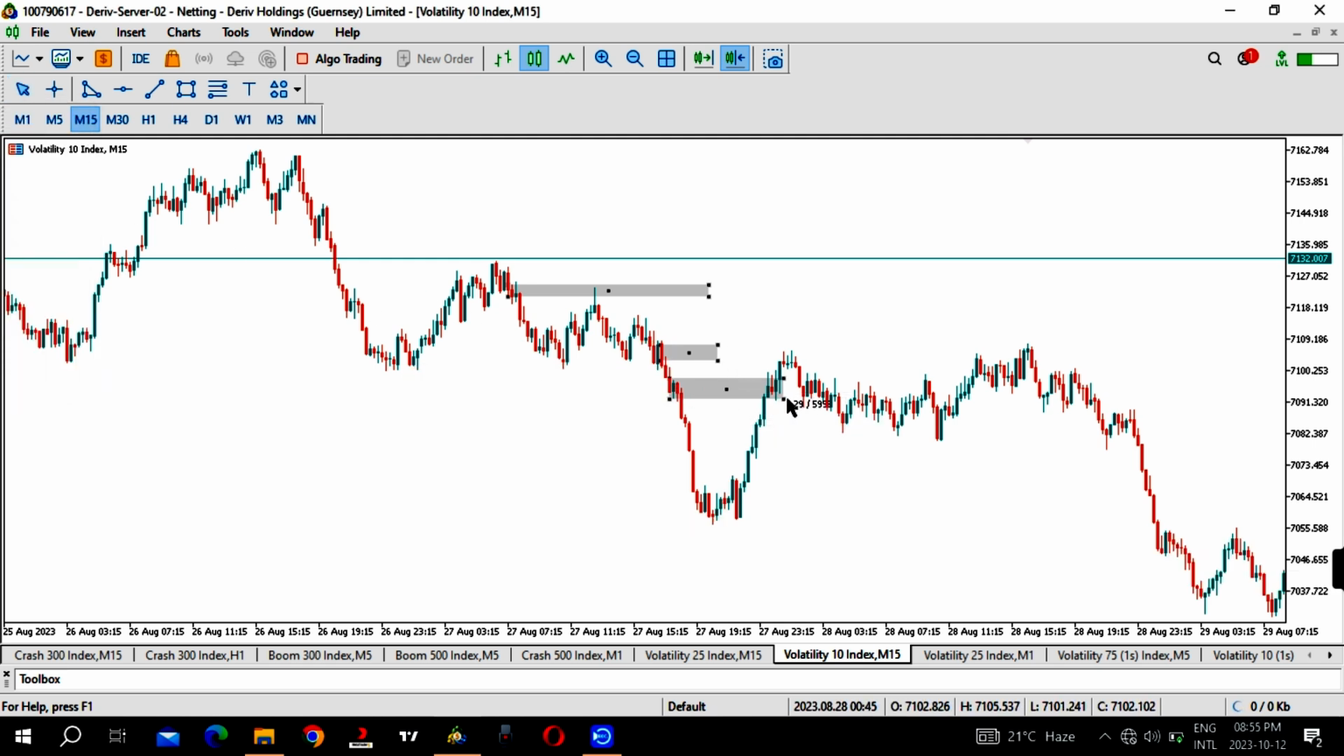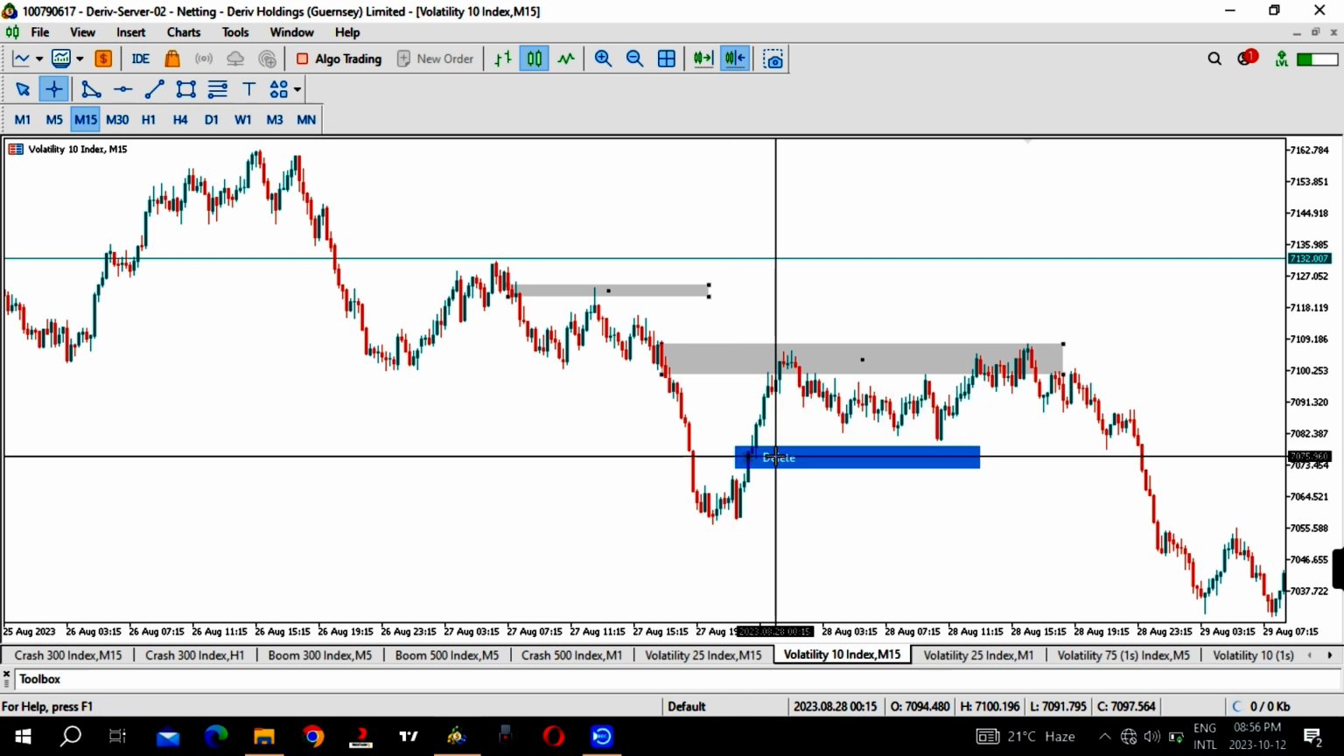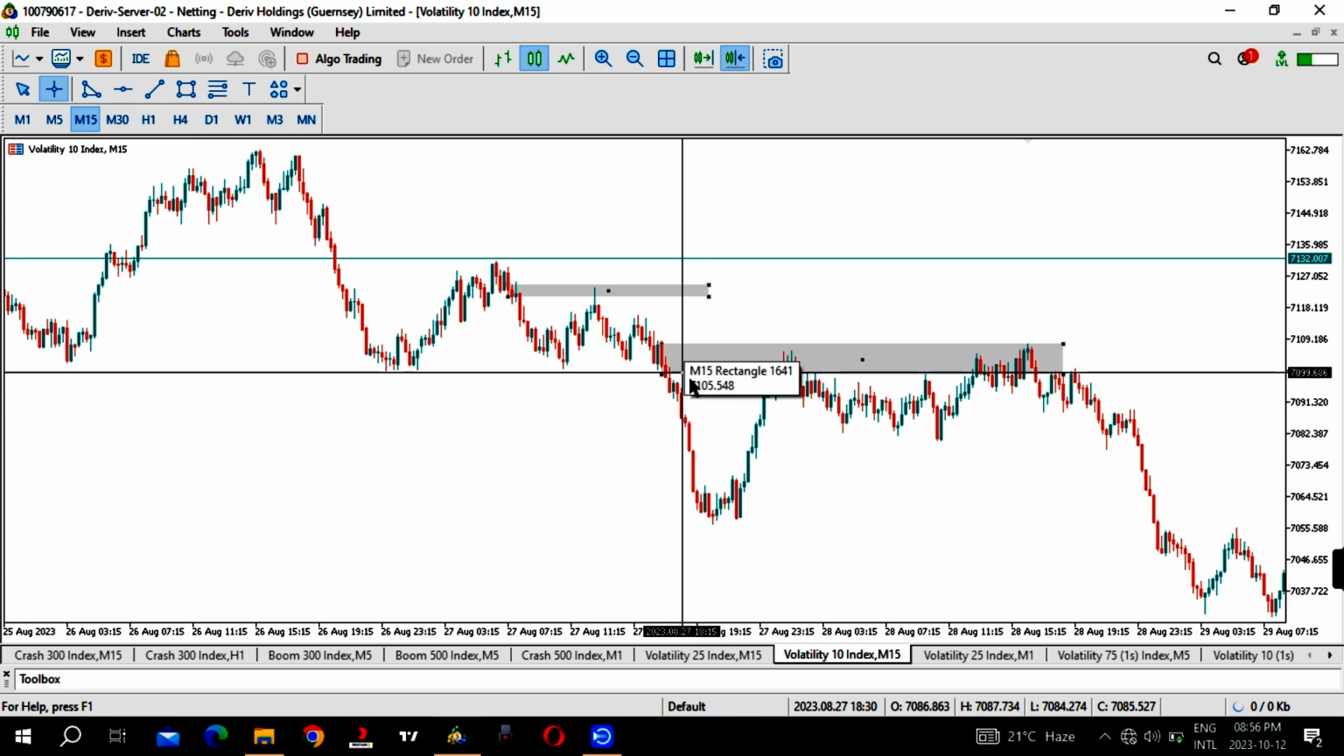So we mark that area over here, and you mark this area over here. So you mark that complete area, right? After marking these zones, as you can see, the first one gets broken. So let me just delete this. It gets broken, right? The market doesn't give us a proper candlestick confirmation.